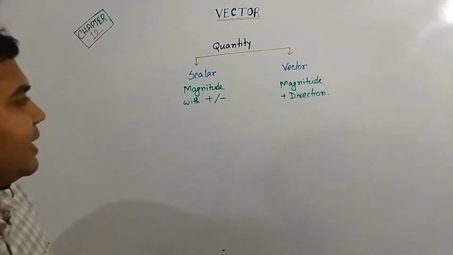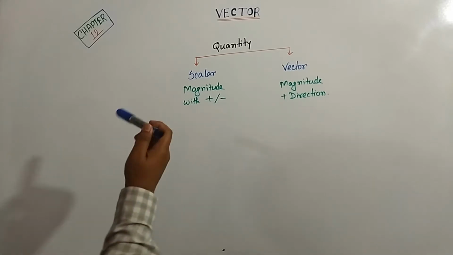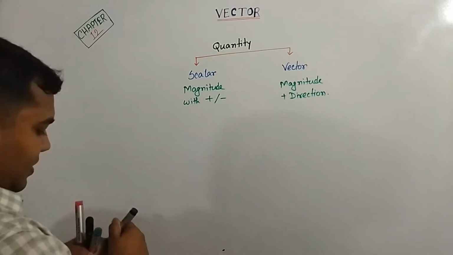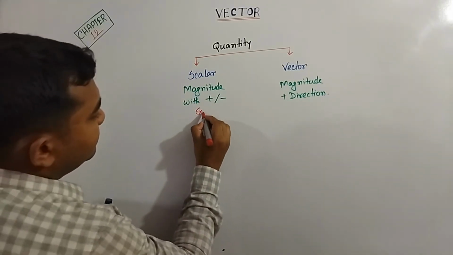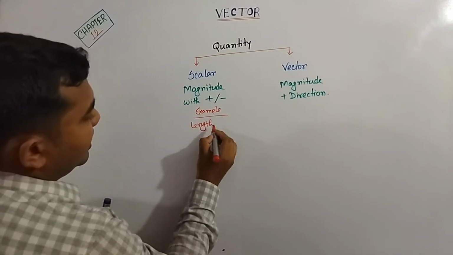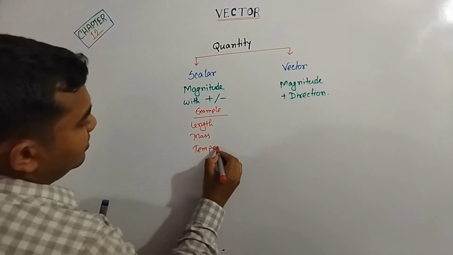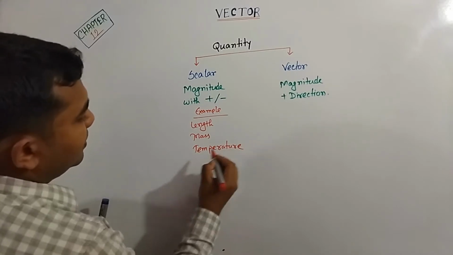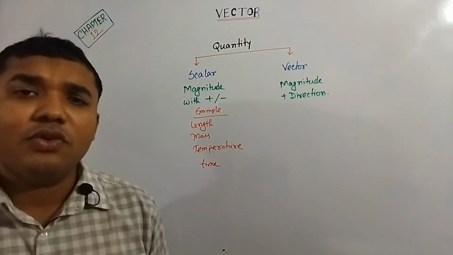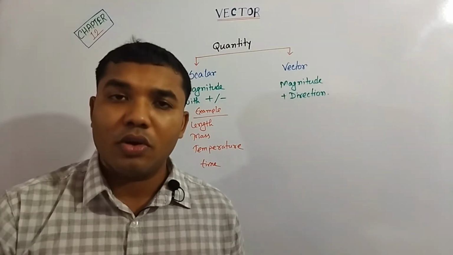Let's have a look at some examples of scalar and vector quantities. In the case of scalar quantity, we can write length, mass, temperature, time, etc. My dear students, if I tell you what time it is now, maybe you can say now it's 10 o'clock or 2 o'clock or something like that.